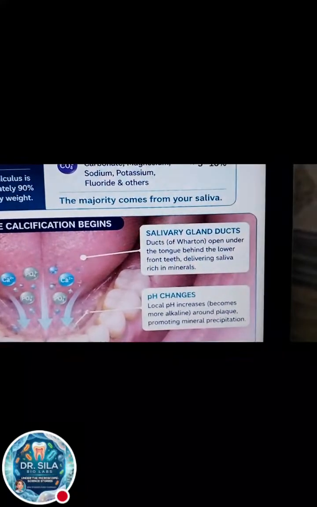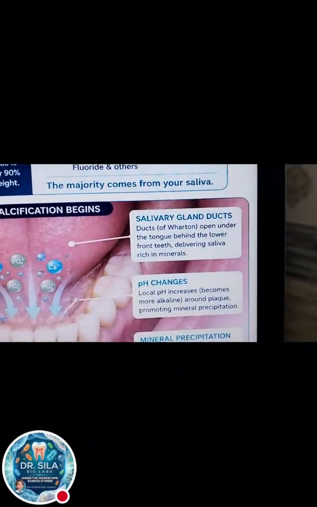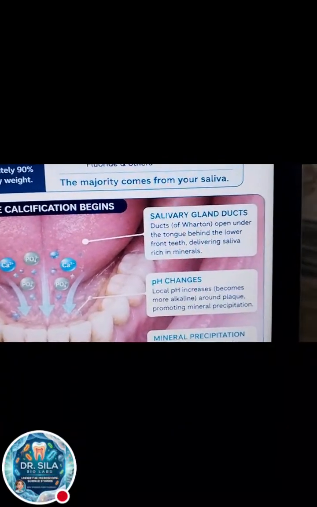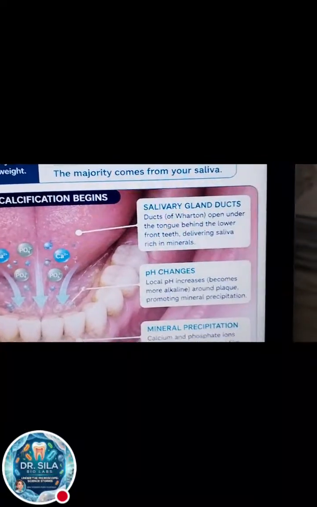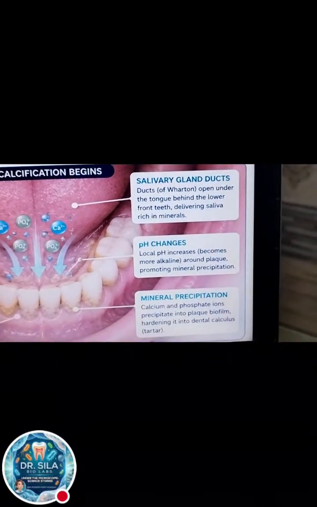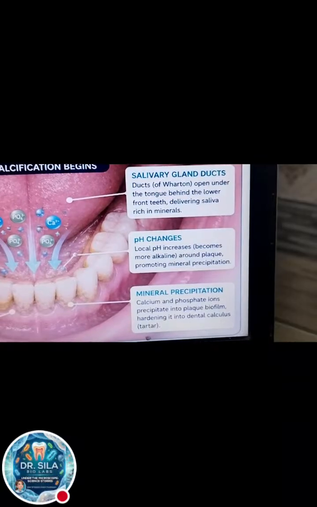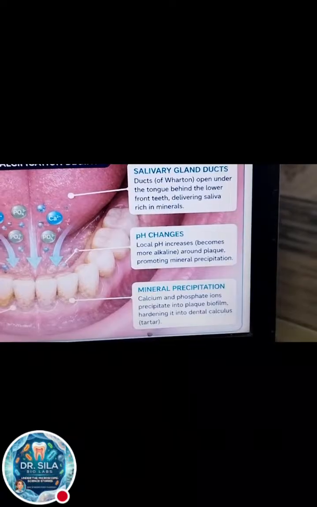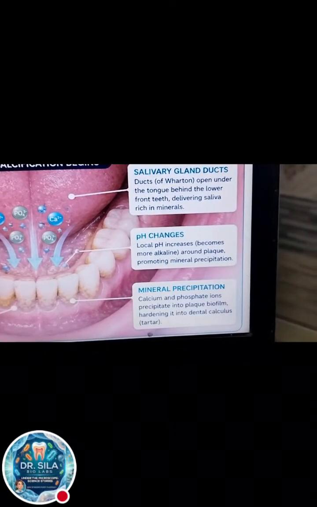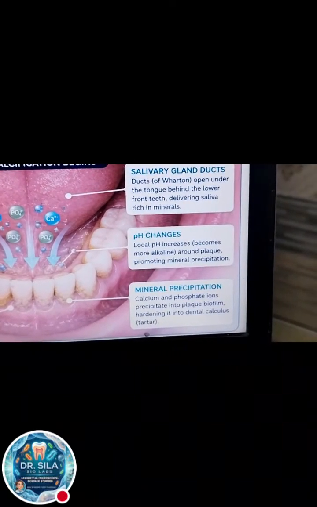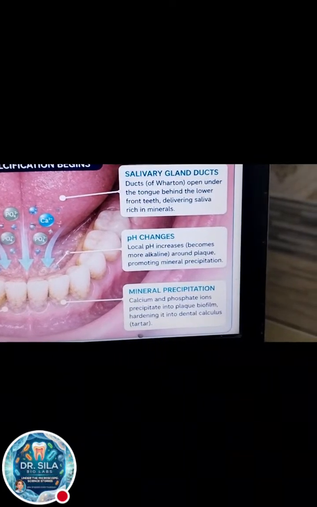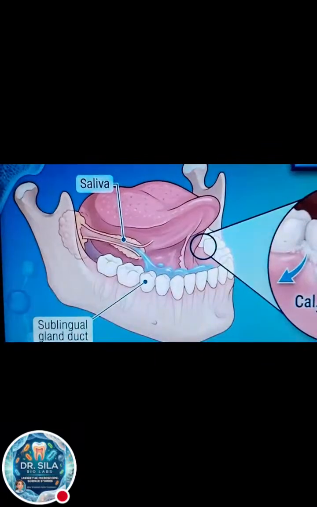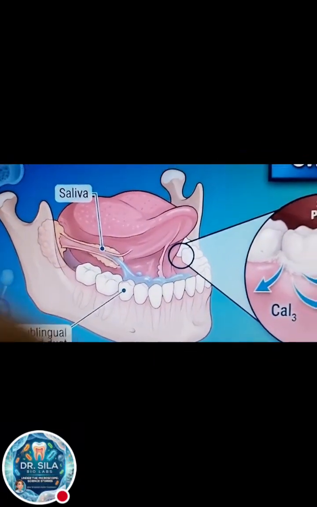Now, the salivary gland ducts, open under the tongue, behind the lower front teeth, deliver saliva rich in minerals. Local pH increases, becoming more alkaline around the plaque, promoting mineral precipitation. Calcium and phosphate ions precipitate into the plaque biofilm, hardening it into dental calculus. That is tartar. I'm showing you the diagram also.